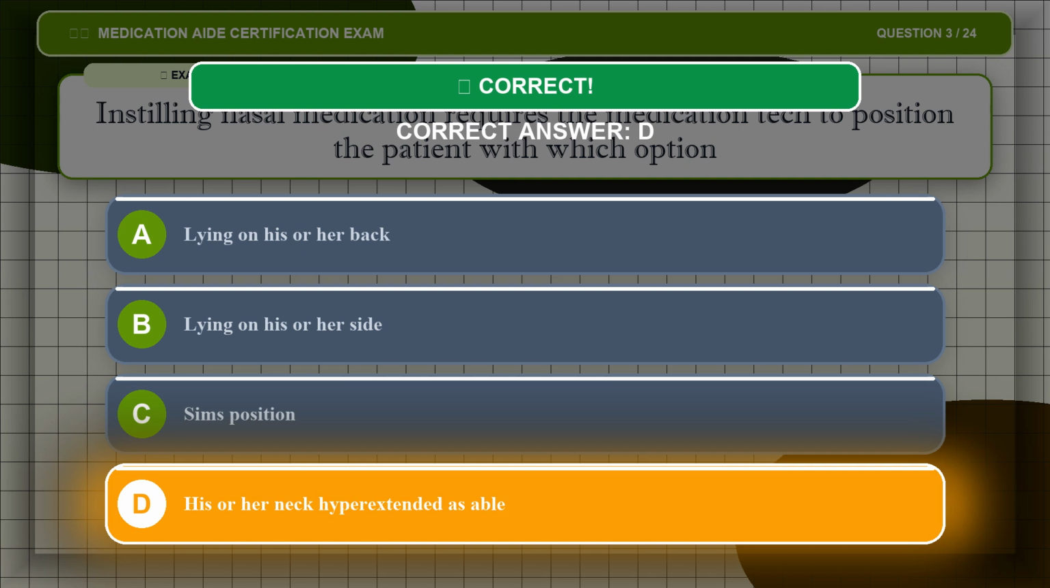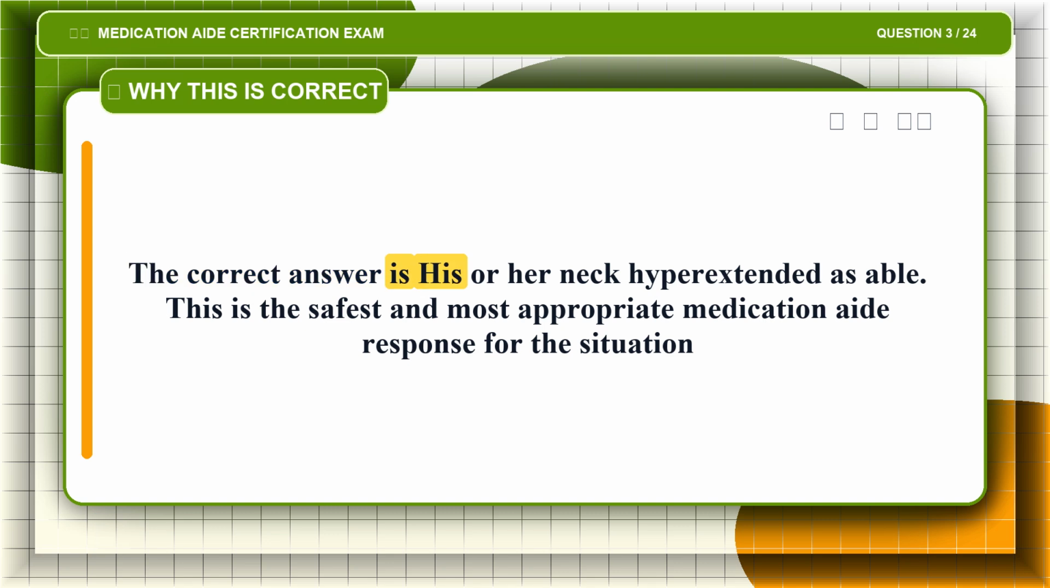The correct answer is option D. His or her neck hyperextended as able. This is the safest and most appropriate medication aid response for the situation.